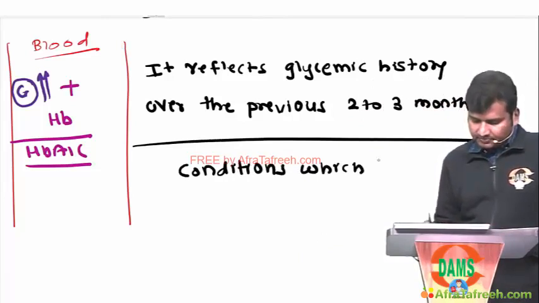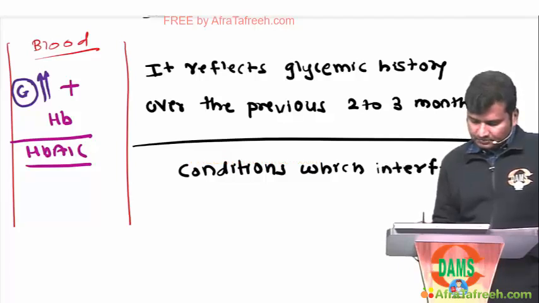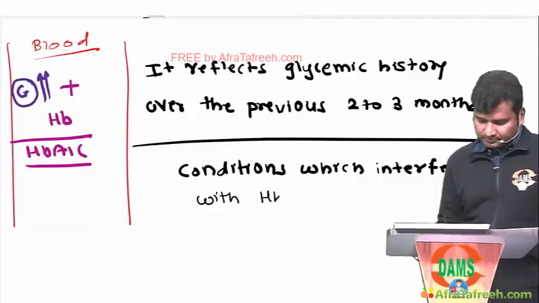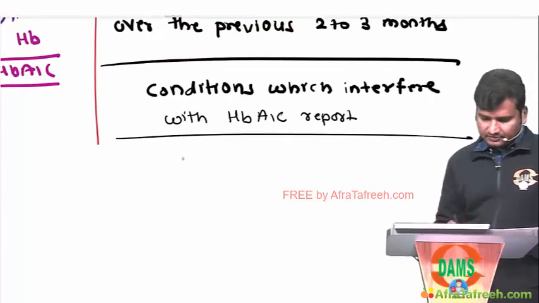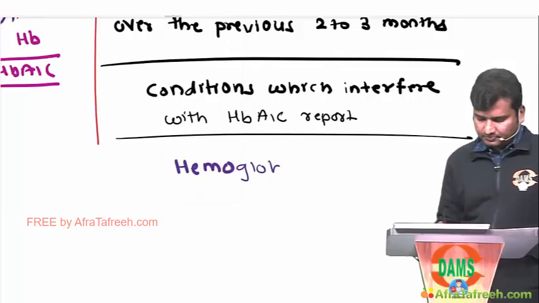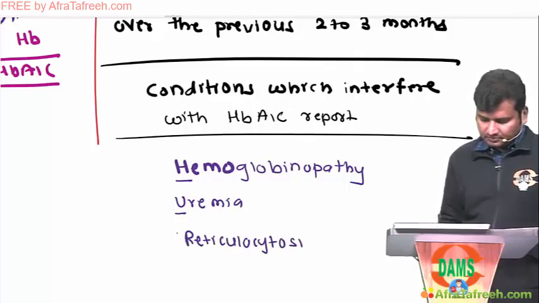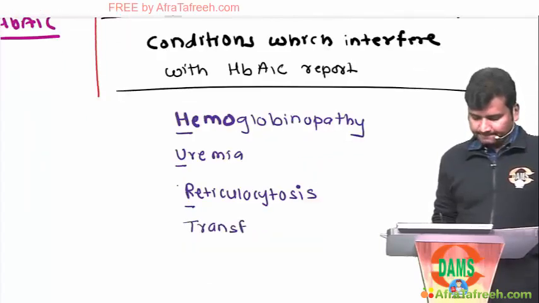Now there are some conditions which interfere with the HbA1c report. These conditions are hemoglobinopathy, uremia, reticulocytosis, transfusion of blood, and anemia.